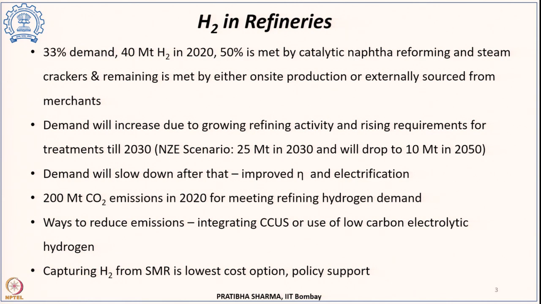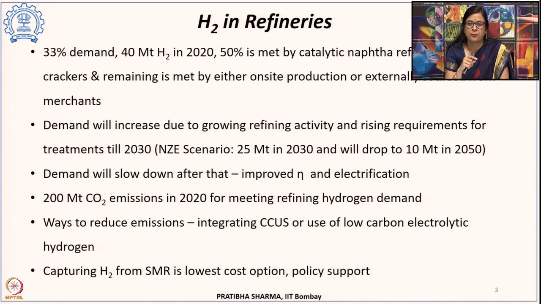This demand of hydrogen will increase due to growing refining activity and also because of rising requirements for treatment. As the fuel and emission norms get stricter, this demand is expected to increase till 2030, and thereafter there will be a decline in the demand. This is what is being expected. There are different scenarios, like the net zero emission scenario. It predicts that the demand will decrease to 25 million tons by 2030 and will drop to 10 million tons by 2050.